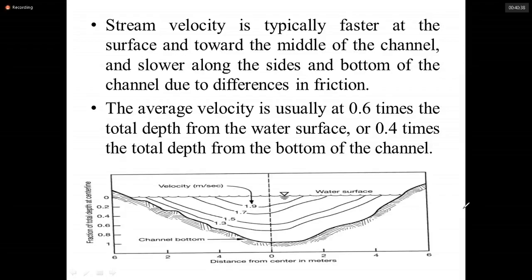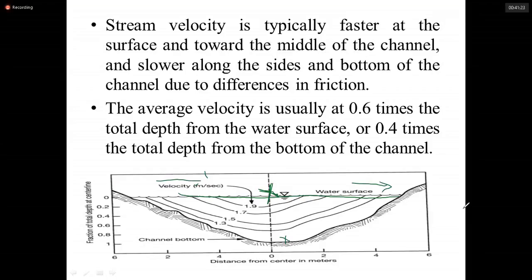The stream velocity is very high on the surface part and particularly from side to middle part. It's very high at the middle point. And it's slower along the sides and the bottom of the channel due to the differences in friction. So the velocity is very high in the surface rather than the bottom part. And in the surface area also, it's very high in the middle portion. And it's going to slow down in the side portions.